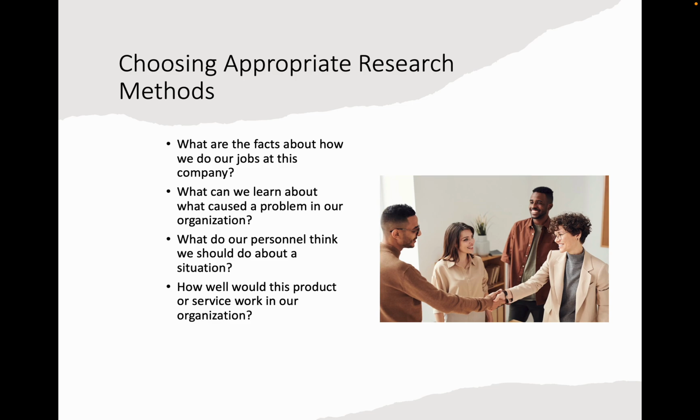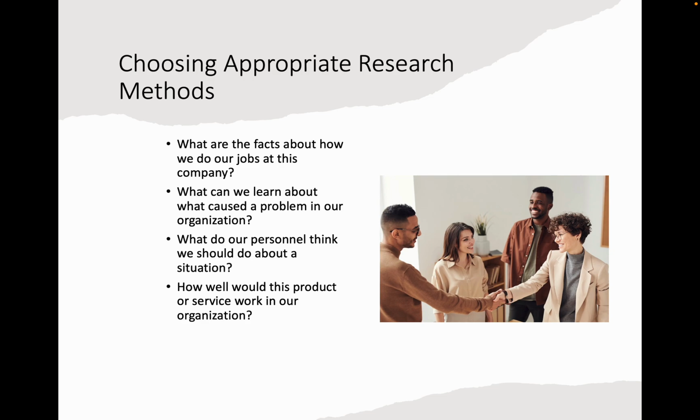You also want to think about what can we learn about what caused this problem in our organization. If a problem has an identifiable cause, maybe that's something that you want to figure out how to prevent in the future. What do our personnel think about what we should do about this situation? A lot of times companies will have a problem and they're looking for a way to solve it. And one of the things that they should always do is go to their employees and ask, how do you think we should solve this problem? A lot of times the people working in an organization have really great ideas and can really offer solid advice on how to improve things.